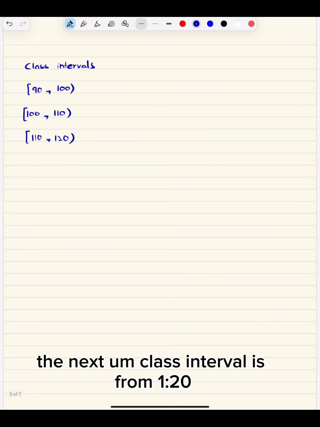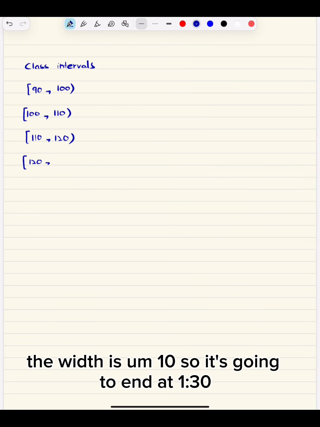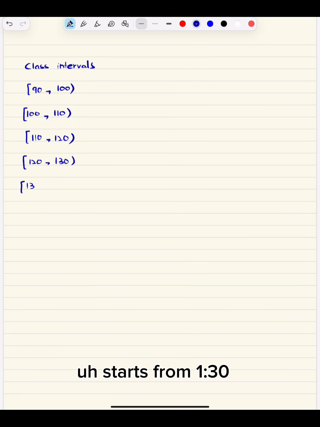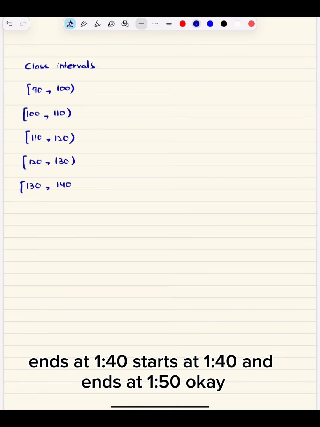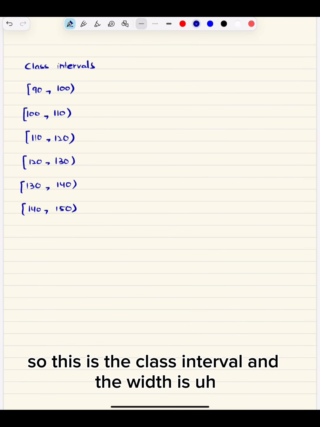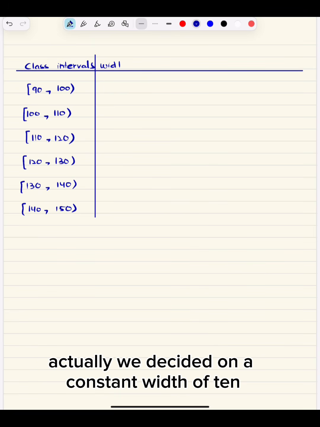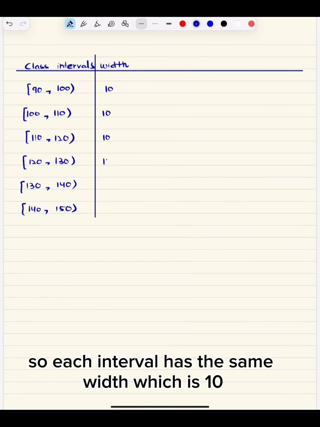Okay, the next class interval is from 120. The width is 10, so it's going to end at 130. Starts from 130, ends at 140, starts at 140 and ends at 150. So this is the class interval, and we decided on a constant width of 10. So each interval has the same width, which is 10.